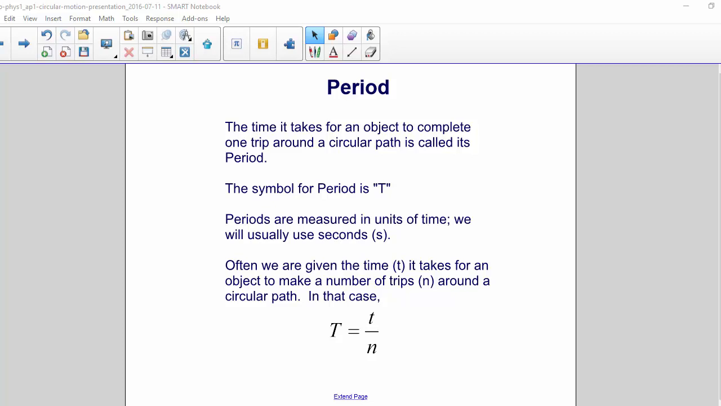Often we are given the time it takes for an object to make a number of trips around a circular path. In that case, the period is equal to the time it takes for the object to make the number of trips divided by the number of trips.